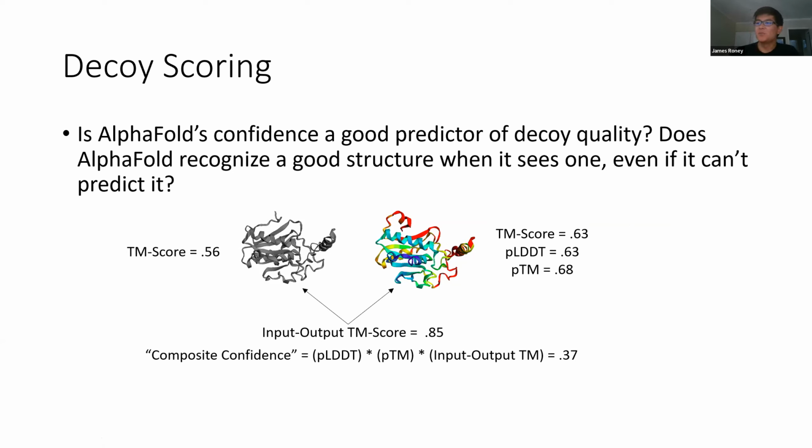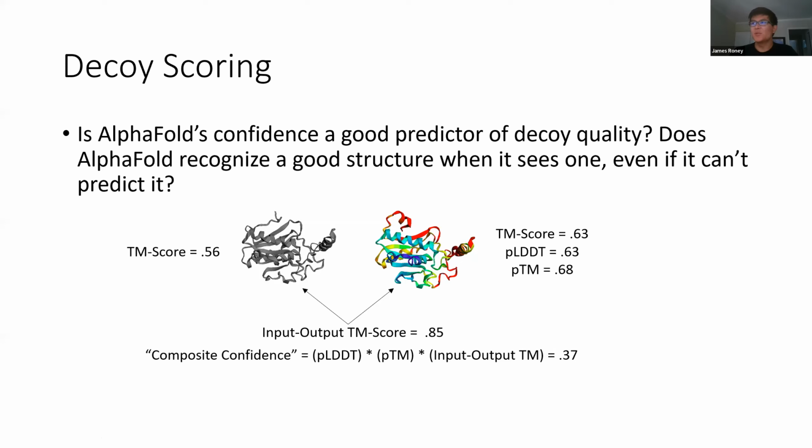The way we did that was we computed what we call a composite confidence score, by multiplying the predicted LDDT score and the predicted TM score. Then we also have an additional correction term where we multiply by the TM score between this input structure and this output structure, which tends to be pretty high. In this case, it's 0.85. The reason we do that is that we're interested in scoring the quality of the decoy structure. If we have two decoy structures that give us similar confidence outputs, we probably want to trust the one that changed less when AlphaFold took it in and refined it. So that's what that extra little correction term does.